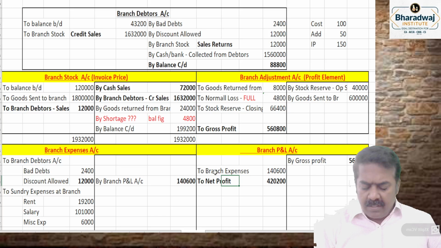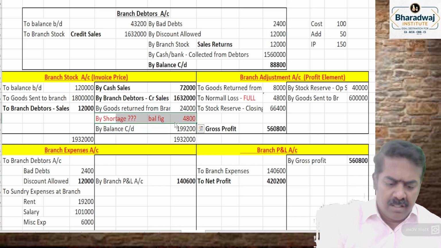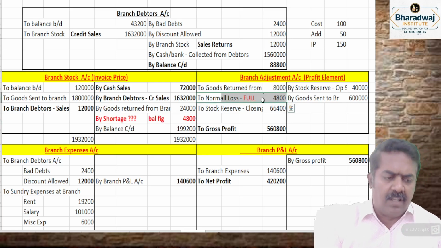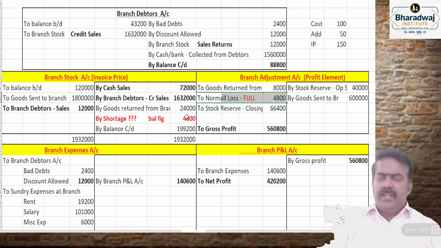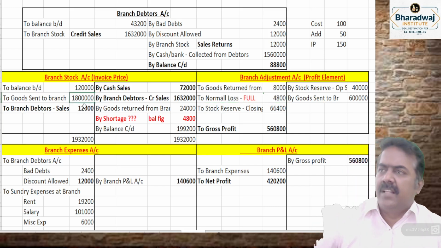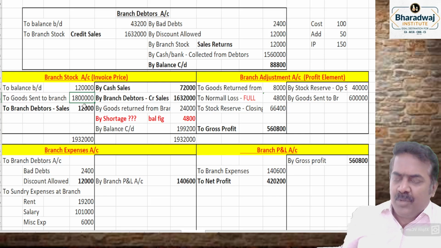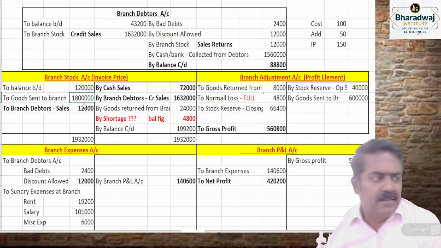Any doubt in this? One doubt may be the shortage in the stock. We take it as which loss? Normal loss. Why is it so? Only a small amount is involved. In the question, they have not instructed anything. They have not told this as stock lost by fire, etc. So we took it as which one? Normal loss.